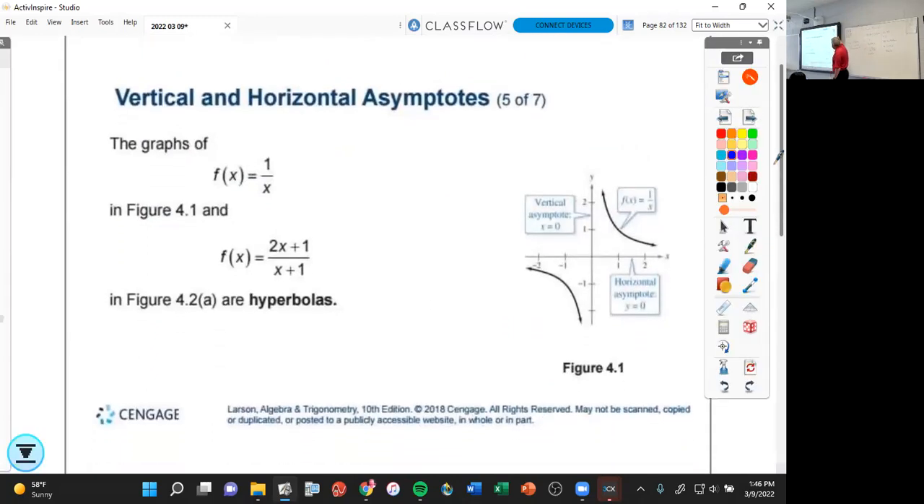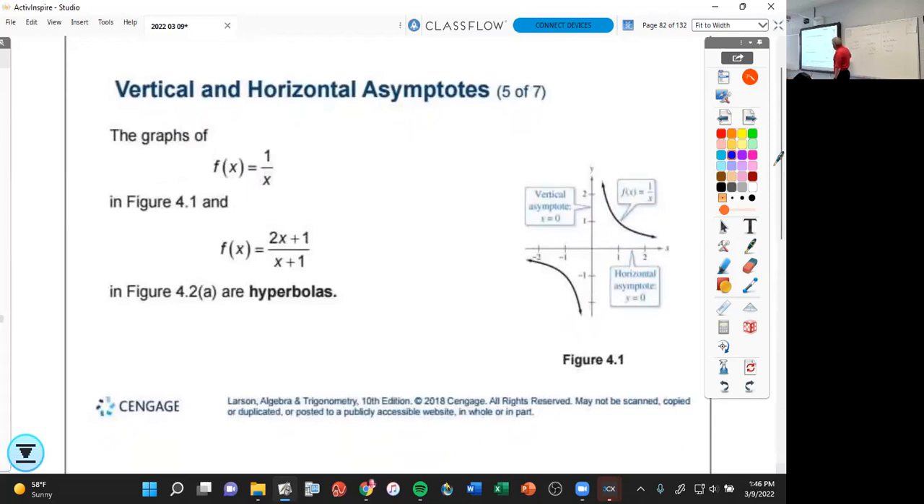Back to the reciprocal function and the 2x plus 1 over x plus 1. They actually have a certain name. They're called hyperbolas. A hyperbola is a conic section. Y'all ever heard of conic sections? If I had a cone like this, and I had an identical cone like this, these cones are exactly the same, so they look different. It's your eyes.